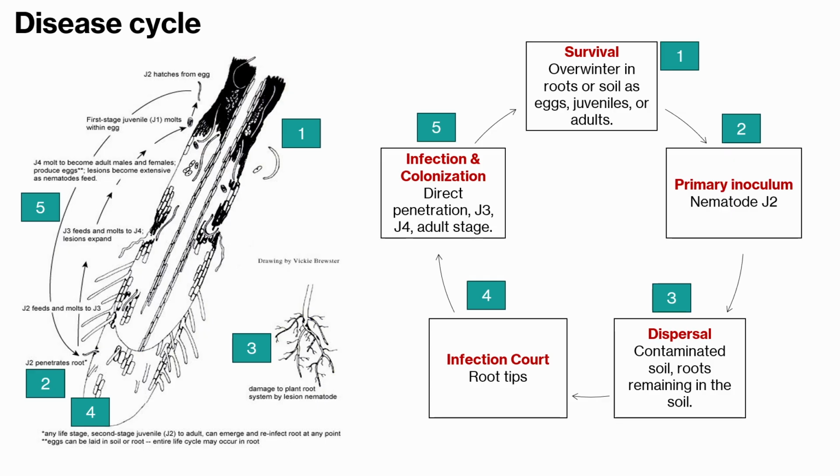So in this case, I put the numbers in this diagram to help to try to localize the information. And if you see here, number 5, you can see all this process that is mentioned here. They also mentioned that while the nematode is feeding, some lesions will expand. For example, here in the J3, they mentioned that the lesion expands, and in the J4, they also mentioned that the lesion becomes extensive.